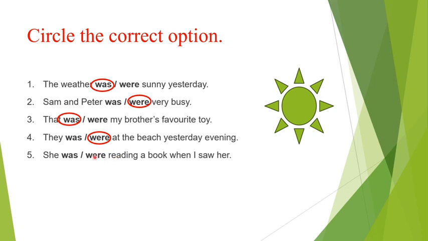And then comes she. Sentence number 5. She were reading a book when I saw her. She is a singular subject, right? It's a singular subject, singular third person, right? So we are going to use was with she, and we are going to say she was reading a book when I saw her.